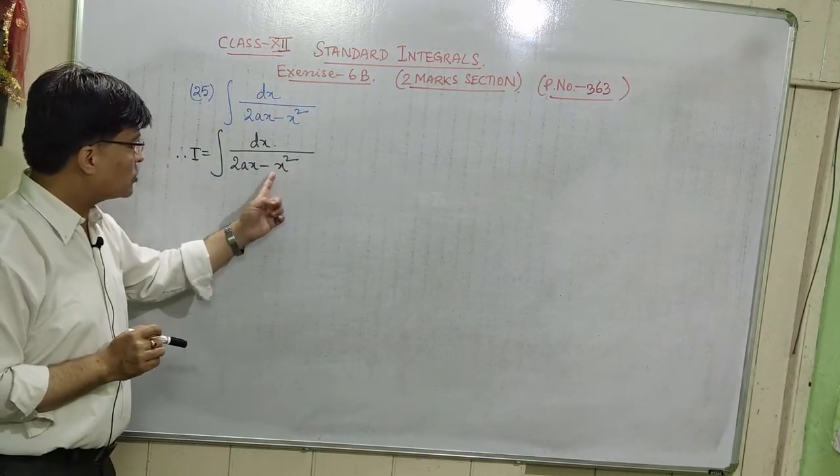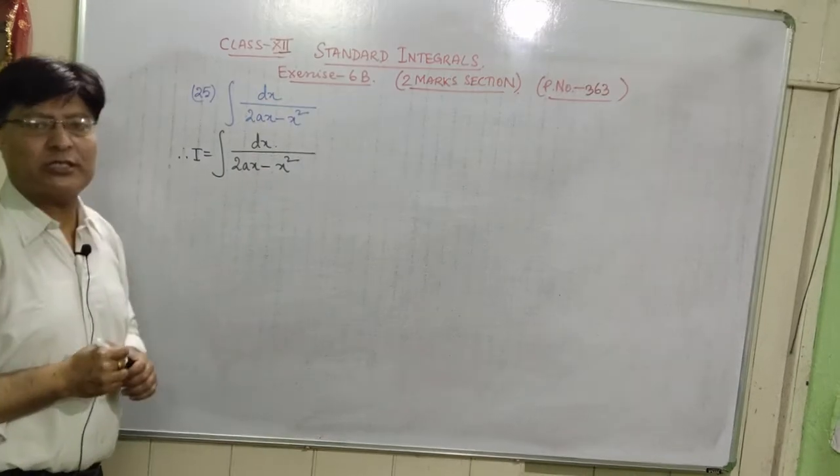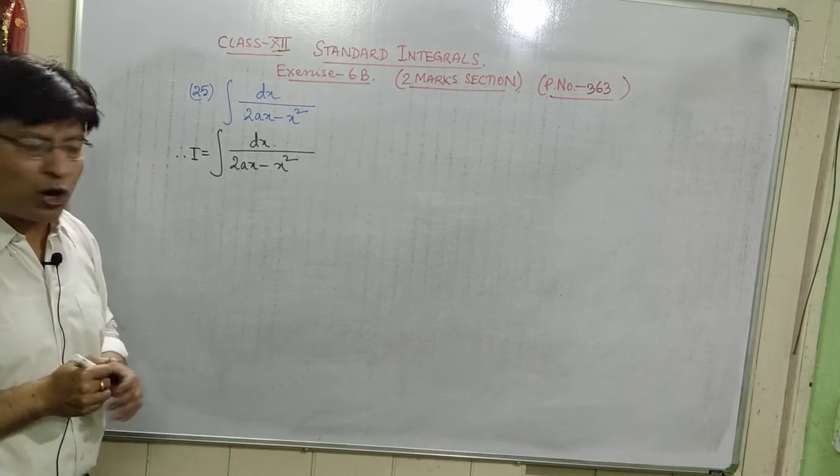So here the coefficient of x square is minus 1. So make it positive 1 first by taking minus common.